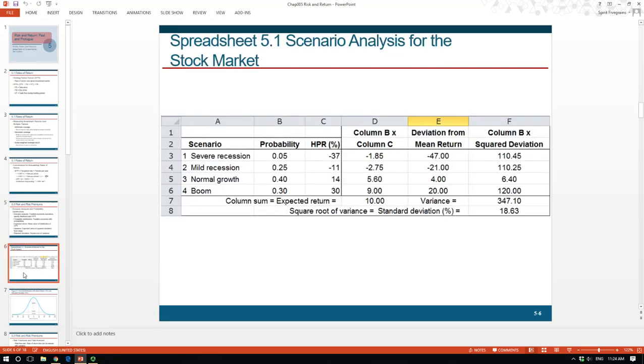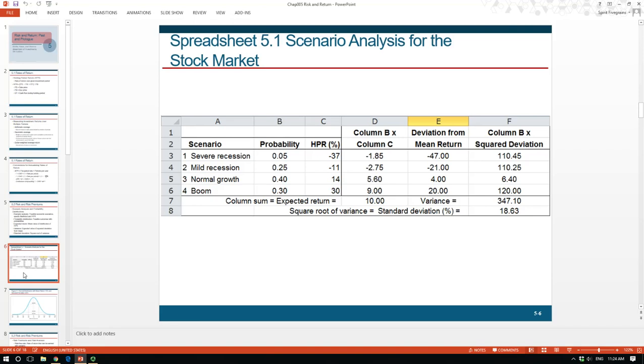Now, let's take a look at this table. And this table shows you the scenario analysis. Let's say we have 4 potential scenarios that you need to look at for the next 3 to 5 years. And in this case, it's just for next year. The first scenario is severe recession. Second is moderate recession. Third is normal growth. And the last one is the boom of the economy.